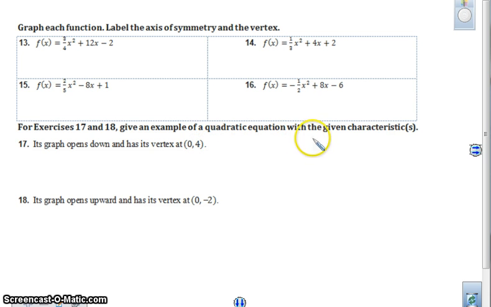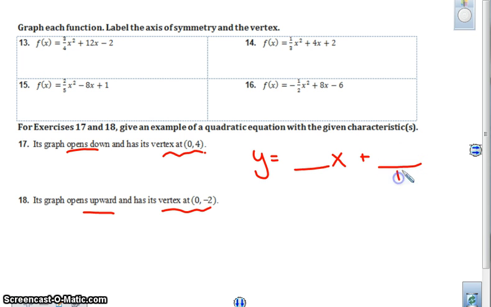Give an example of a quadratic equation that is going to open down and has a vertex located at 0, 4. Open up has a vertex at negative 2. And my hint would be I would not try and make it with a middle term. What do I mean without a middle term? Remember, y equals, you need to have a coefficient with your x squared, and then I would have your plus or minus, and I would have your number back here. I would not go with a middle term, okay?